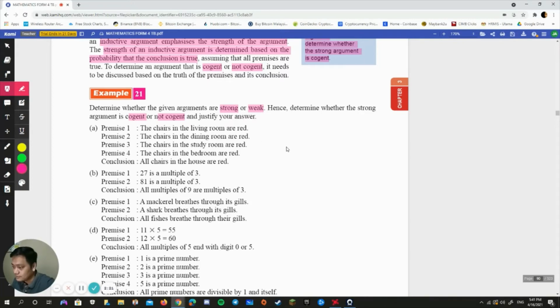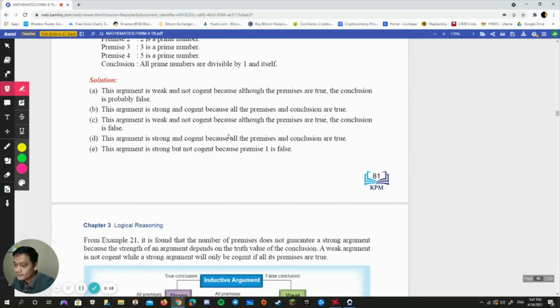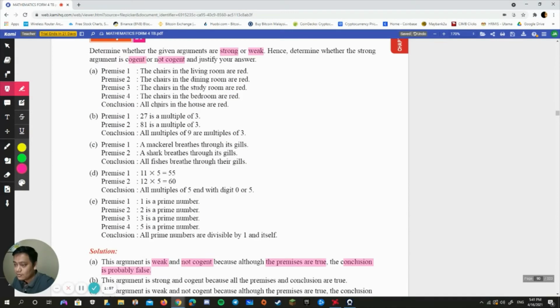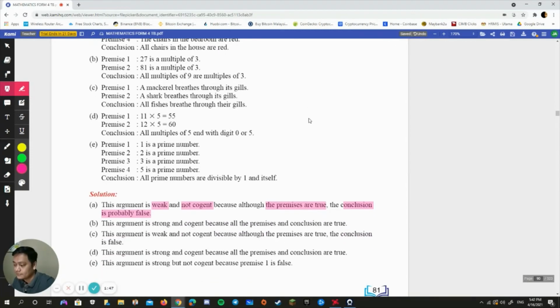Cogent or not cogent? If you refer to the solution here, this argument is weak and not cogent. Why? Because although the premises are true, the conclusion is probably false. All chairs in the house are red, so there might be some chairs in the house that are not red. So this is weak and not cogent.